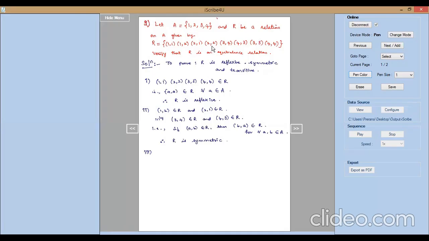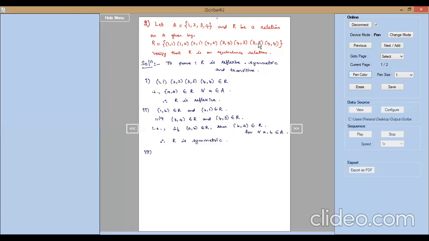Ending with 2, starting with 2, like that you have to search. So 2, 2 work is over. 3, 4 belongs to R, 4, 4 belongs to R, so 3, 4 belongs to R. Similarly, 4, 3 belongs to R, 3, 4 belongs to R gives us 4, 4 belongs to R. And we also can verify 4, 3, 3, 3 belongs to R, so 4, 3 belongs to R. So like that, if we observe every element, it is satisfied.